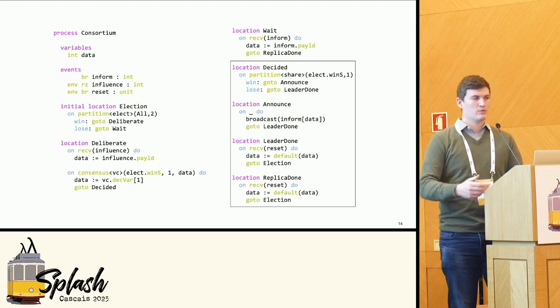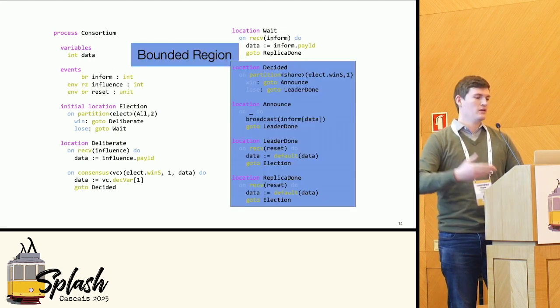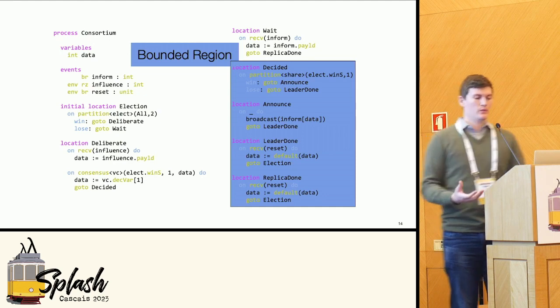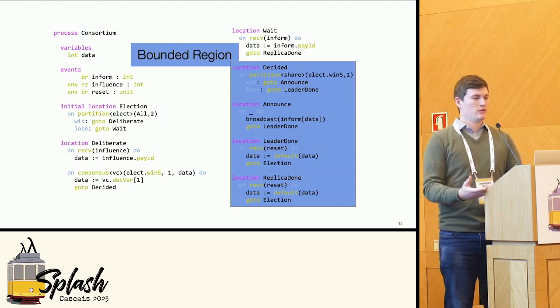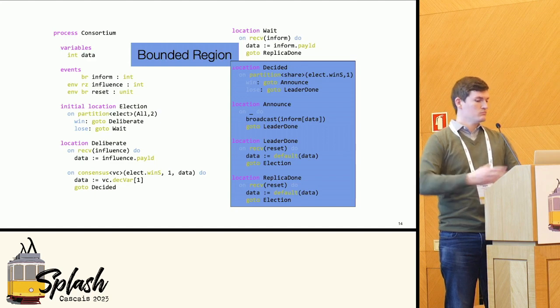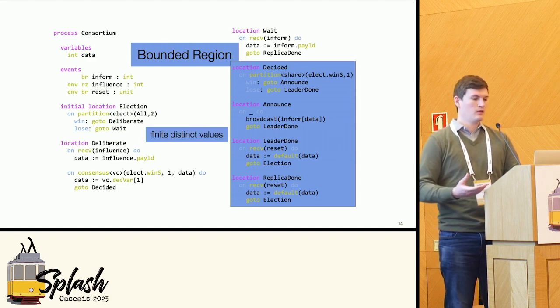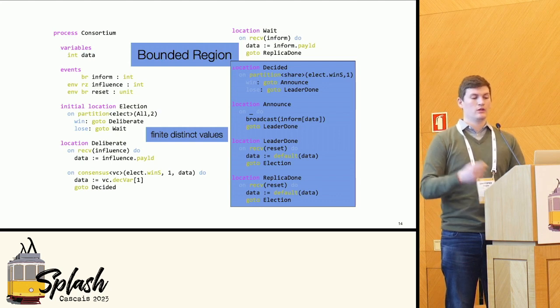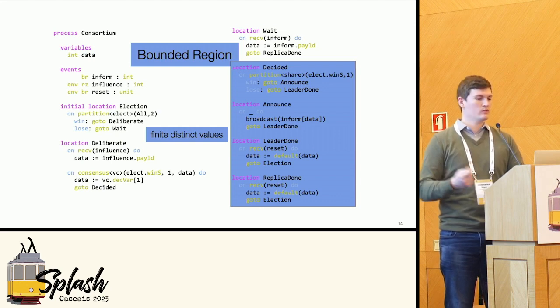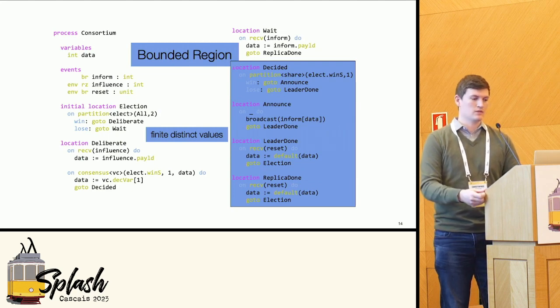And this forms the basis for what we've been calling a bounded region, which you can think of as just a set of locations where, one, we know that the processes there will have a finite number of distinct values among them, and which also includes all of the important value comparisons across processes that we need to determine the correctness of the system.